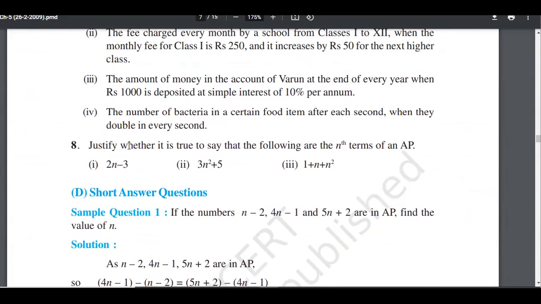If this question comes in examinations, question number 8, just say whether this is true or not: whether these are the n terms of an AP. Can these be the n terms of some AP?